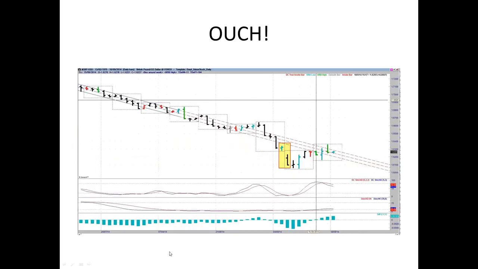I just wanted to show you this little ouch here. This was the pound USD, and John actually showed this slide in terms of managing this trade, in terms of tradecraft, at the last webinar. This was a trade that we got into on this KRB low here on the 5th of September.